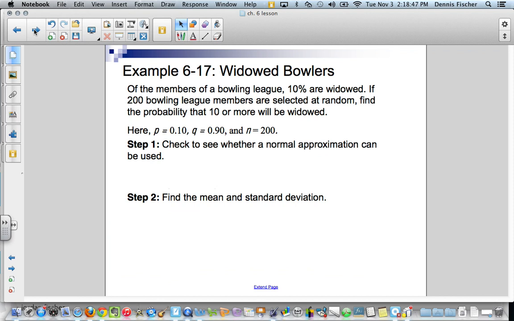If you look at this, you can tell very easily. Of the members of a bowling league, I'm not going to go through it because the bell's going to ring here in a little bit. The members of a bowling league, 10% are left-handed. If 200 bowling league members are selected at random, find the probability that 10 or more will be left-handed. Okay, think about that problem.